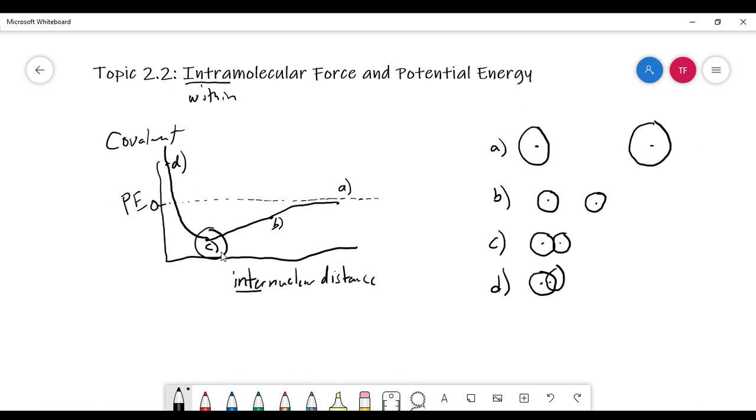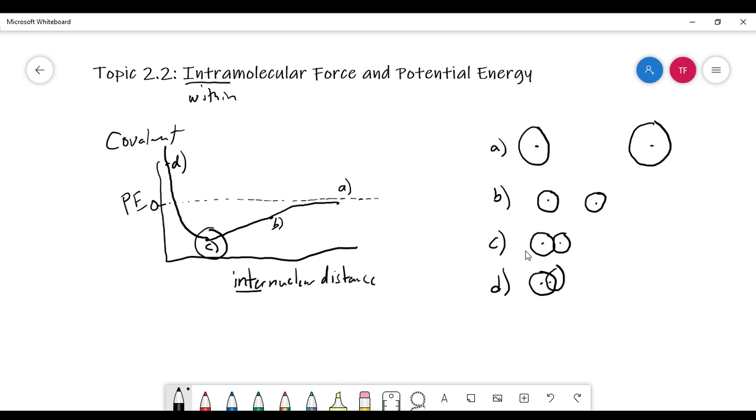So bond length is going to depend on a couple of different things. One thing that bond length is going to depend on is how big your two atoms are. If you have really big atoms, they can't get as close to one another as small atoms can. So the bond length is going to be bigger when you have larger atoms than when you have smaller atoms.